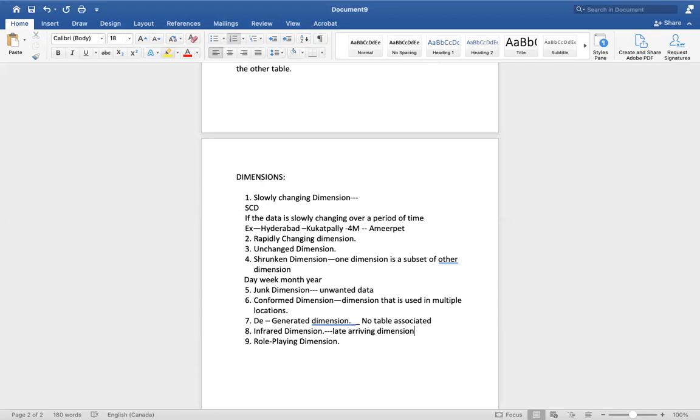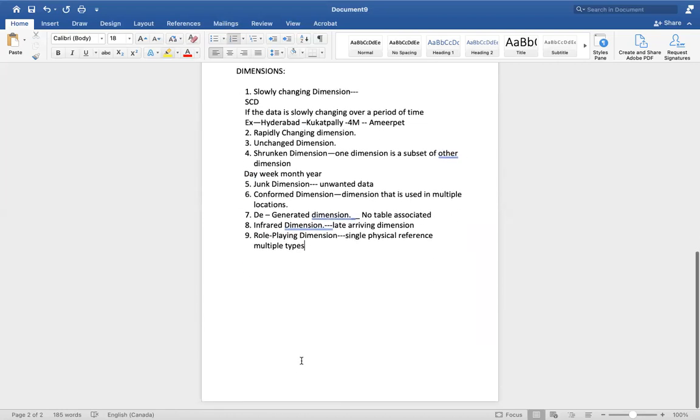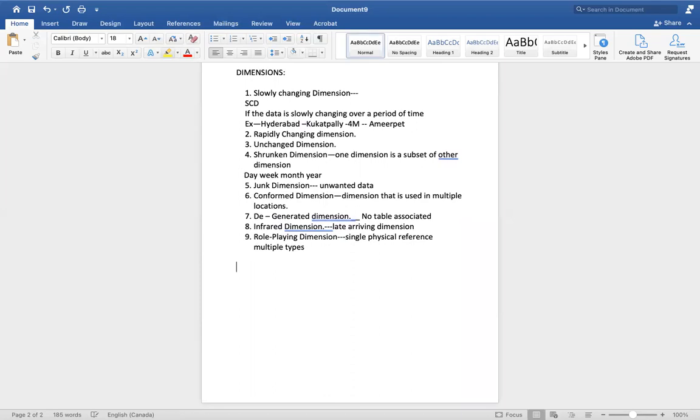And role playing dimension. A role playing dimension is nothing but a single physical dimension that can be referenced multiple times. So these are the major types of dimensions. Mostly they will ask about slowly changing dimensions, rapidly changing, unchanged, and shrunken. These are also good to know. It's better to remember all 9 types at least. So these are the types of dimensions used.